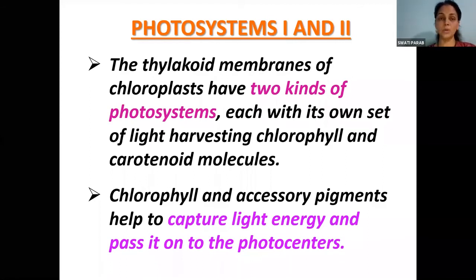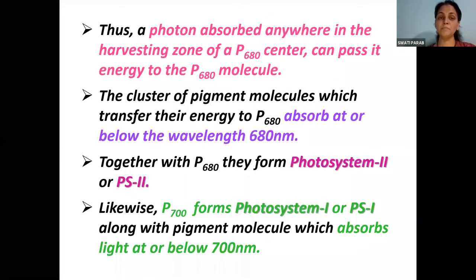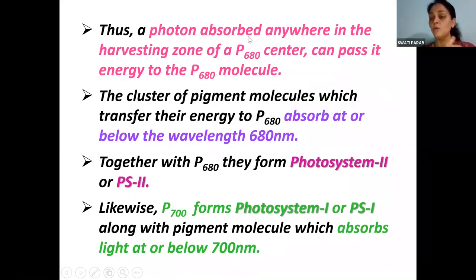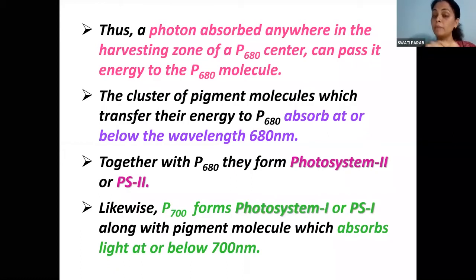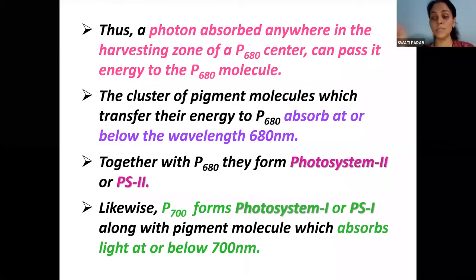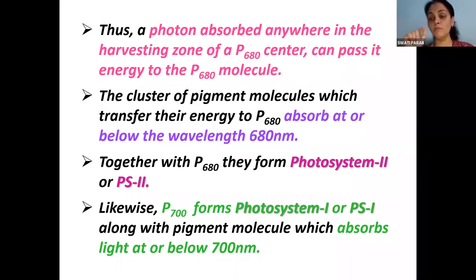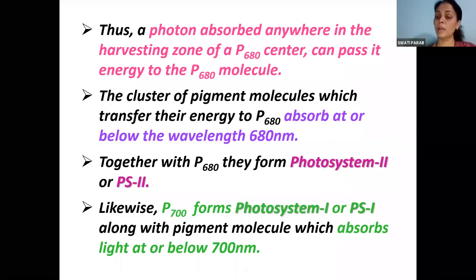Don't write this. I'll tell you how we are going to represent the answer. Then the photon absorbed anywhere in the harvesting zone of the P680 center can pass its energy to the P680 molecule. It is called P680 when it traps light up to the wavelength of 680, with maximum absorption at 680. And it is known as P700 when its maximum absorption is at the wavelength of 700. This is what they have given.